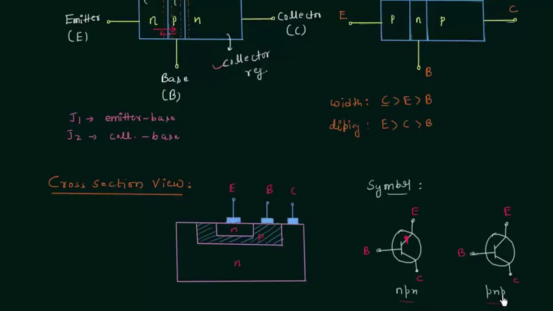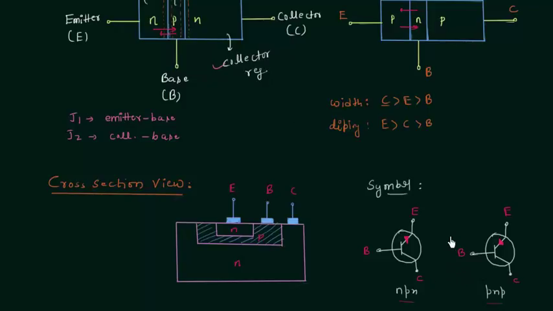On the other hand, in case of PNP transistor, the electron will move from N to P. So direction of current is from emitter to base. So the direction of current is opposite. In case of PNP transistor, it is from emitter to base. So this is how we differentiate between the symbols of NPN transistor and PNP transistor. I hope it is clear to you.